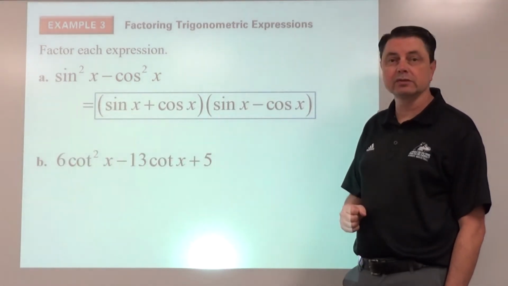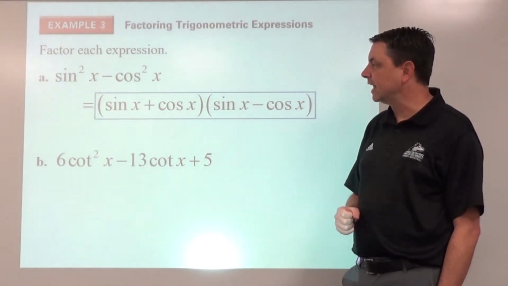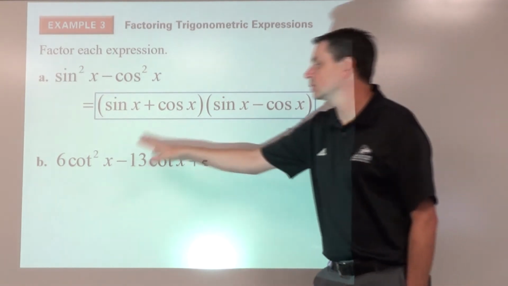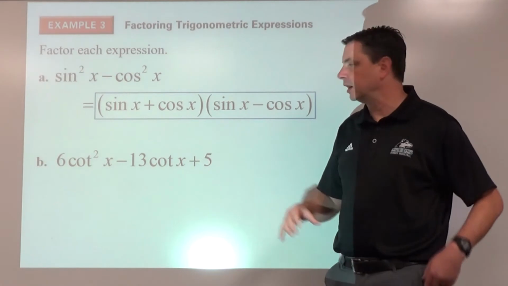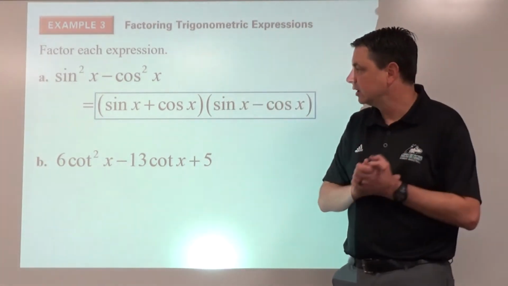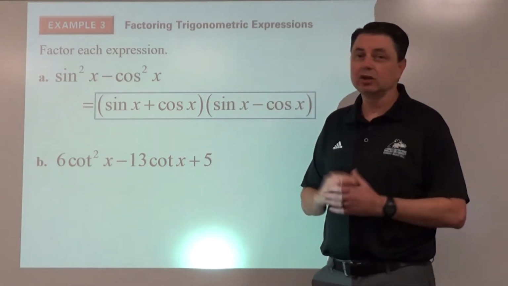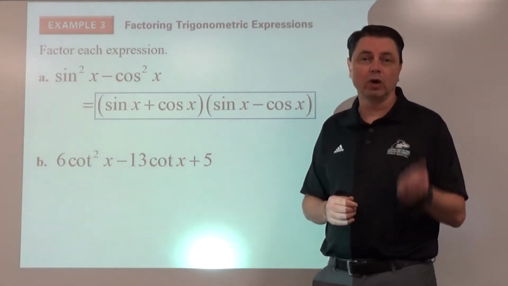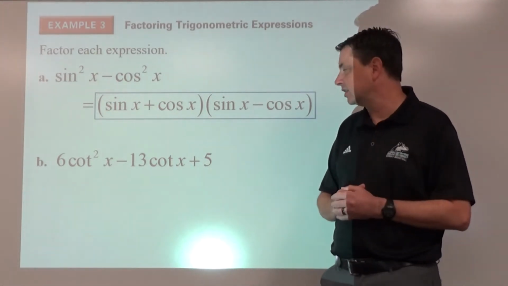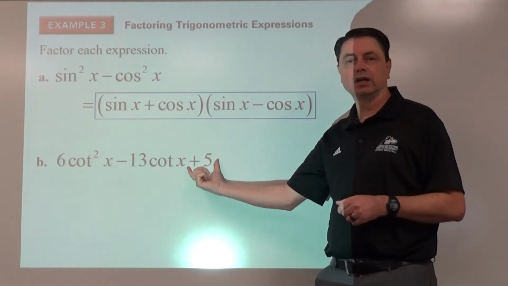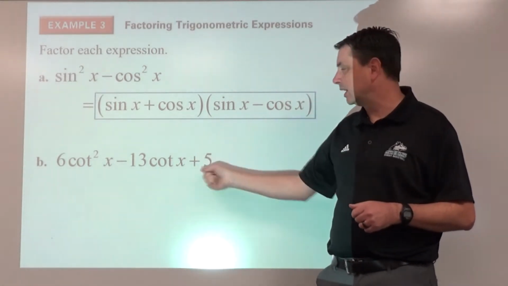It's a difference of squares. Part B, factor. Well, everything's in terms of cotangents, so I think we're going to do a product of two binomials. So what in the front could make 6 cotangent squared x could be 6 cotangent x and 1 cotangent x, or 2 cotangent x and 3 cotangent x, with a plus 5 in the back, so that we're going to multiply two numbers to get the positive 5.